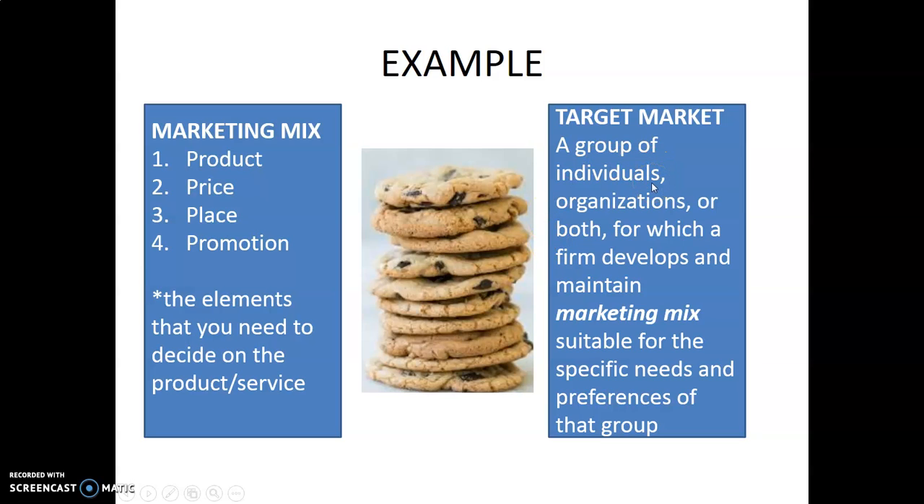When you have the marketing mix, it needs to be suitable for that target market. For example, you are selling to kids, so the size must be small. You are selling to females, the packaging must be very nice. You are selling to the elders, it cannot be too sweet. So all this marketing mix needs to be suitable for your target market. I hope that you understand this. You have to remember.